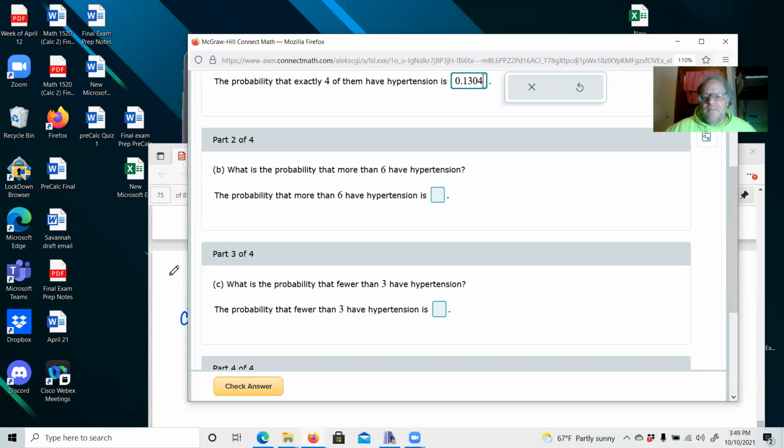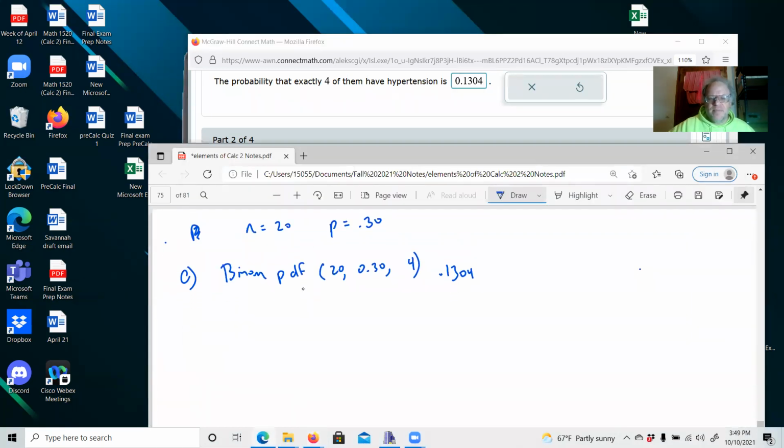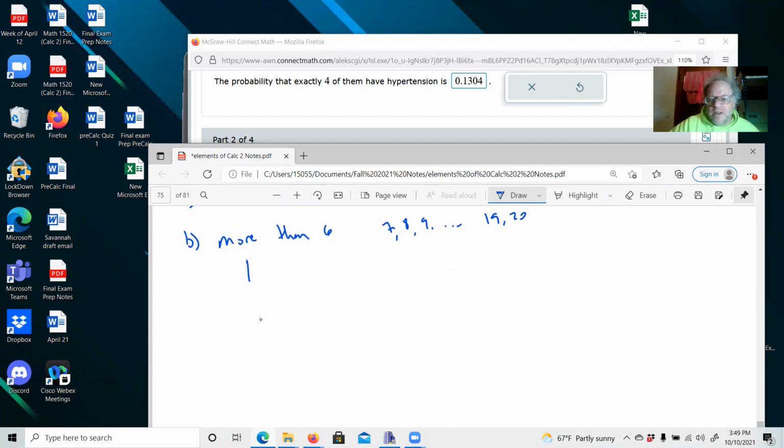What is the probability that more than 6? More than 6. Well, what numbers are more than 6? 7, 8, 9, up to 20, because that's our sample size, right? So what we're going to do is say 1 minus Binomcdf, because we want the collection from 0 to 6 in order to get this amount.